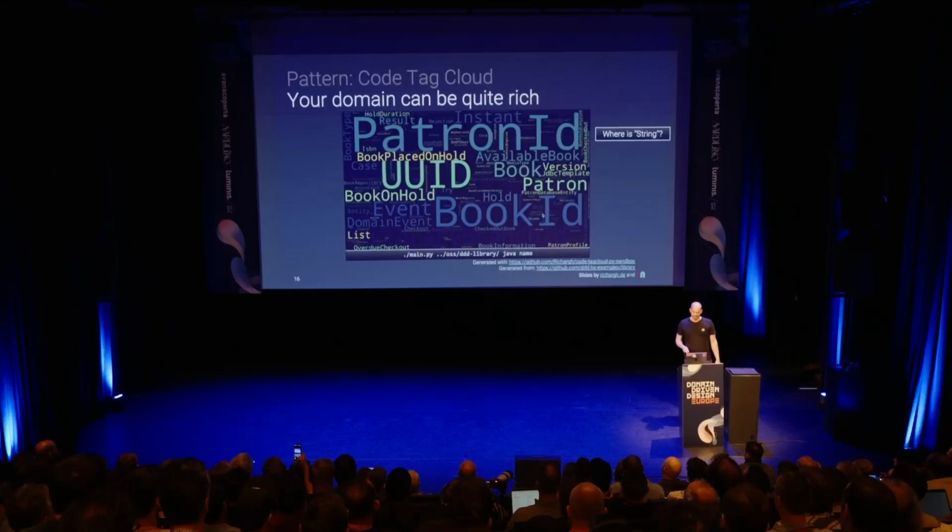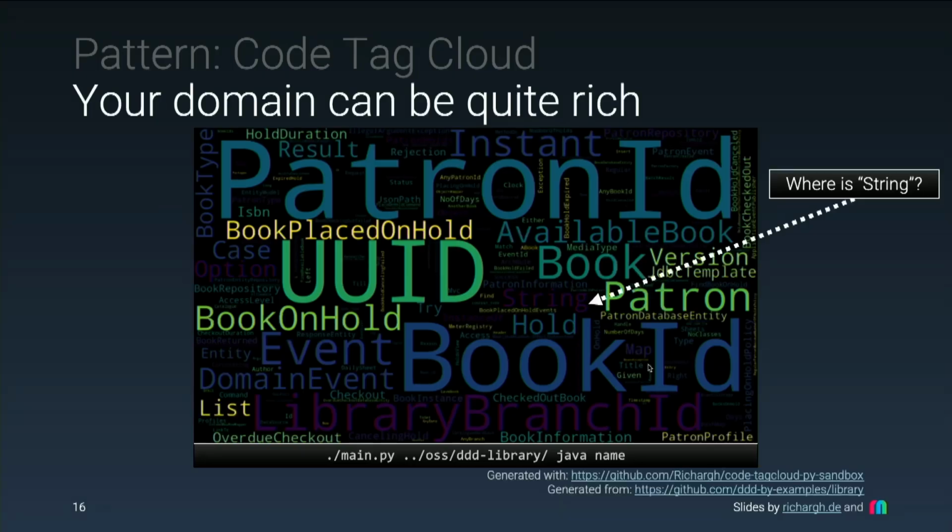Of course there are more DDD examples, and one of them is this library project on GitHub, where they went the complete way and did all the DDD things on this library domain. And this looks much, much stronger, much richer. And if you look for string, where is it? Anyone see it? There. Right? It's hidden inside there somewhere.